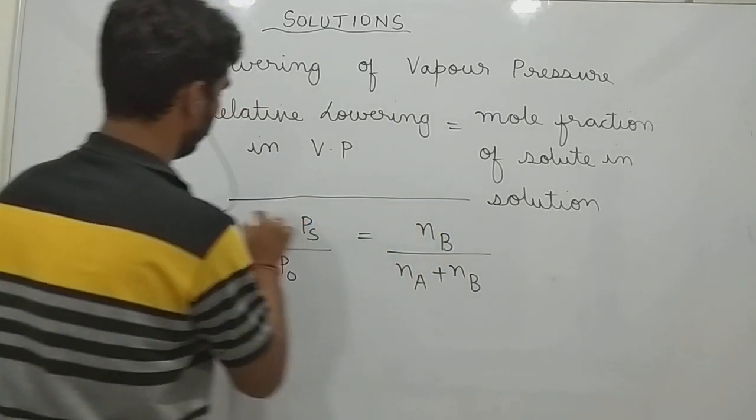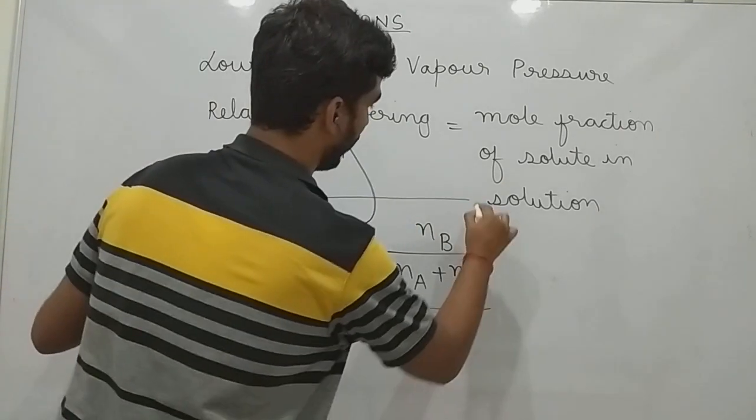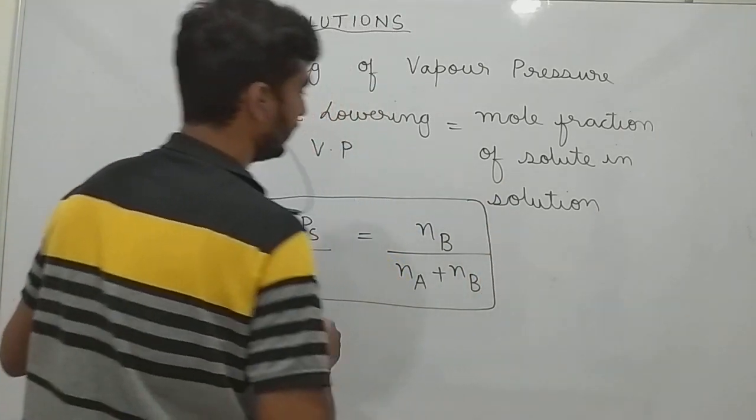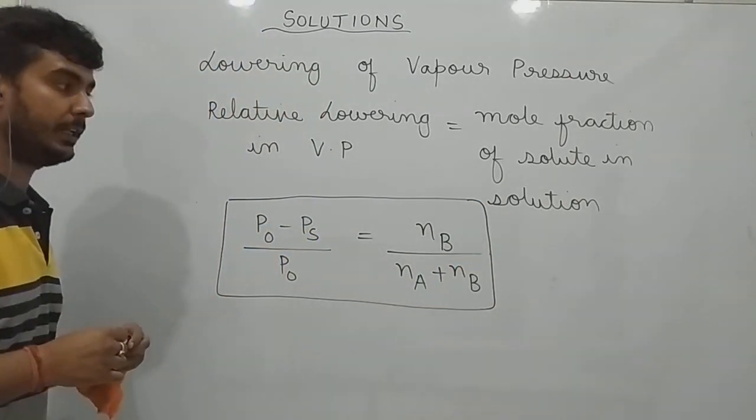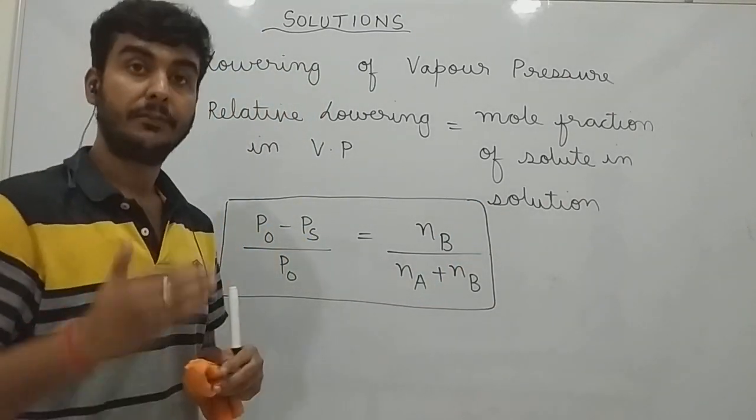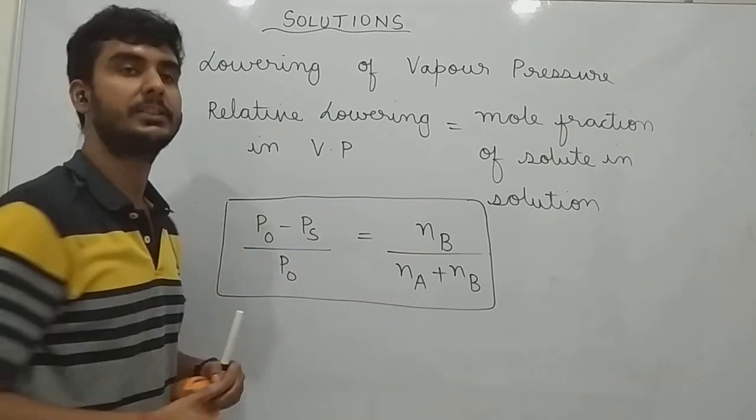So this is the formula which you will be using to obtain the reduction in vapor pressure of a solution. Today we will be keeping it till here only. We will discuss problems based on this formula in the next class.